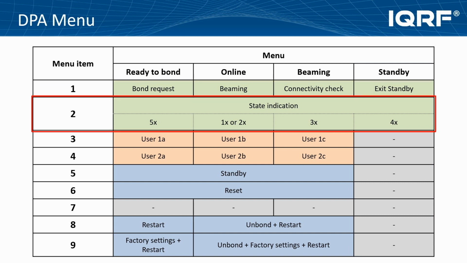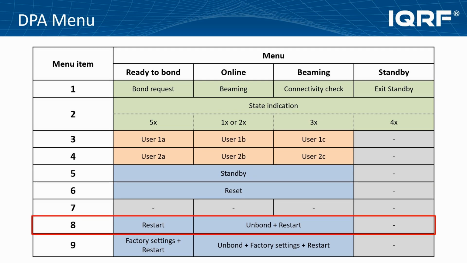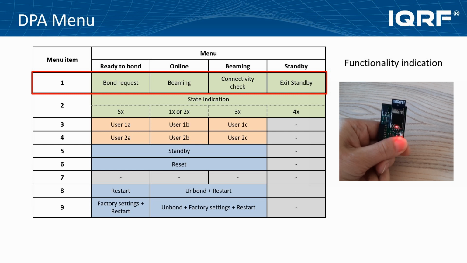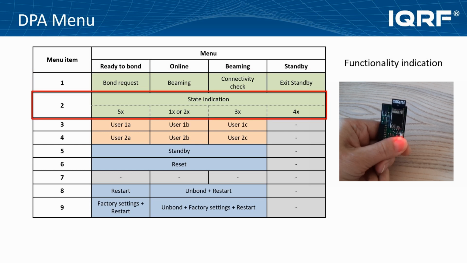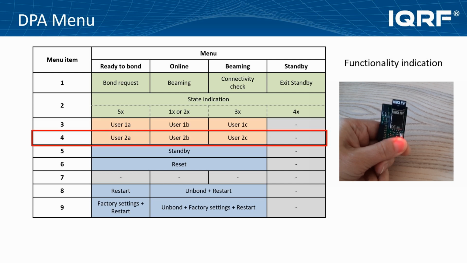In each state, the device contains a menu of 9 items, which are scrolled sequentially over 2 seconds while the button is held down. If the item contains some functionality, the LED will blink 1 time. If the item is empty, the LED blinks twice. The assignment of items depends on the state of the device and on the implemented functionality using the custom DPA handler.